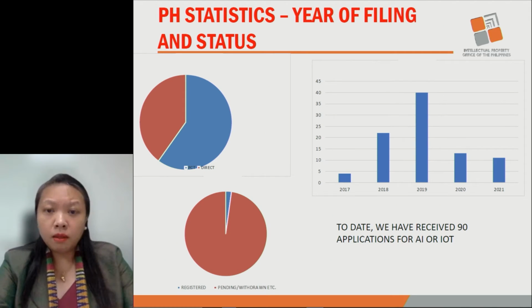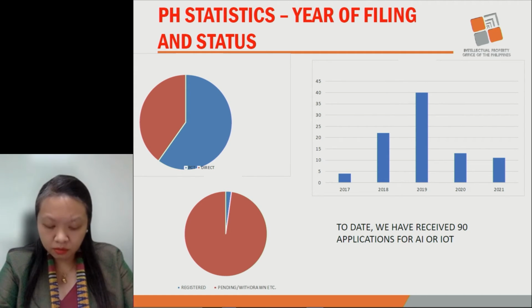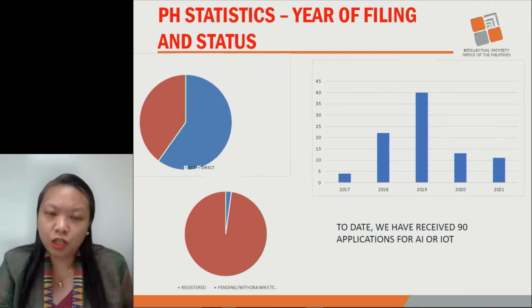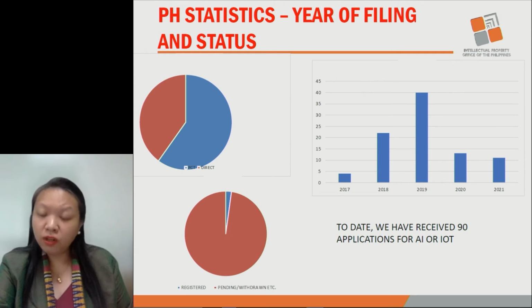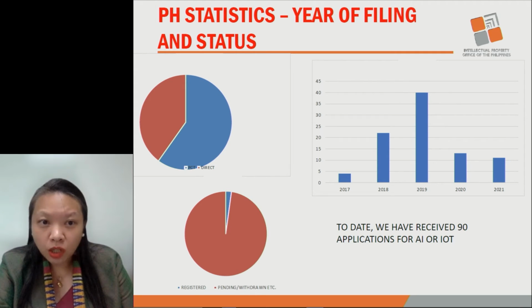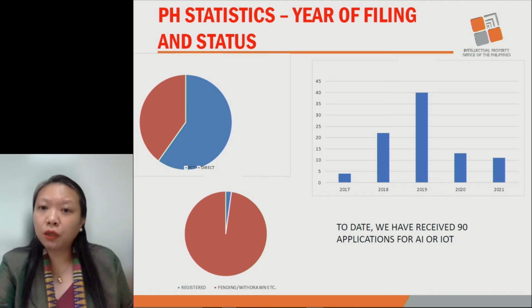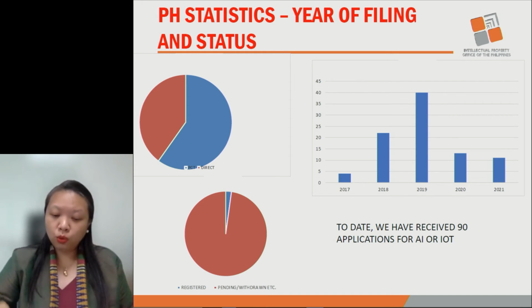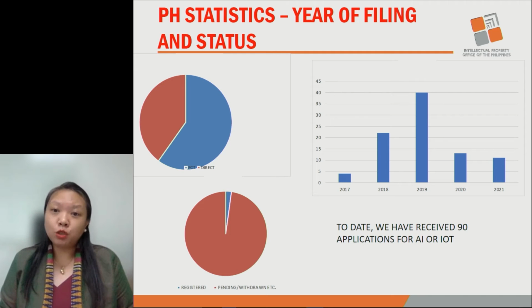So just a few statistics. The upper left pie chart shows you that we have received 90 applications for AI, 54 of them through PCT and 36 from the direct route. The lower pie chart will show you that 88 are currently pending, while 2 have already been granted. And then the chart on the right will show you the number of applications per year.